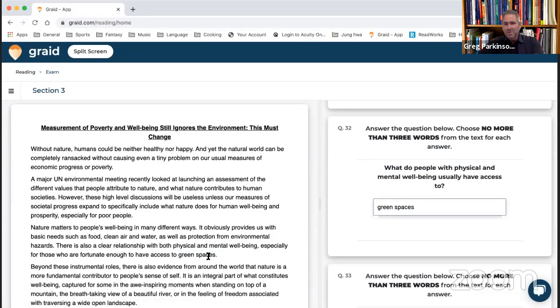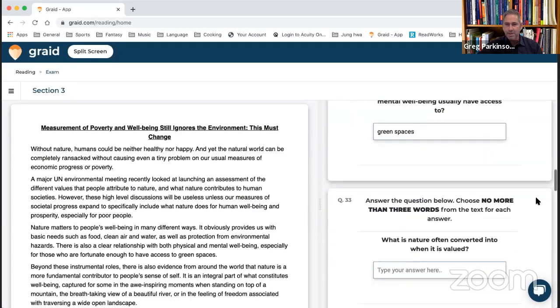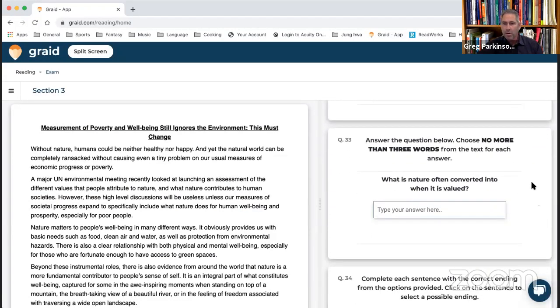And also this answer was near the top of the text. So I also think, probably these question answer questions are going to be in the sequence of the reading. So that's a good thing. Let's go to the next one, 33. And we're asked, what is nature often converted into when it is valued, right? So now we already know a little bit about this reading, and we've seen paragraph 1, paragraph 2, they were talking about nature. So even paragraph 3 begins with the word nature. So hopefully this answer is nearby.